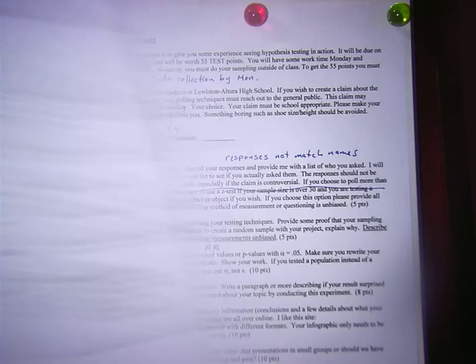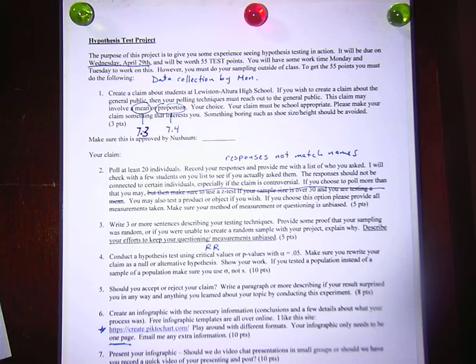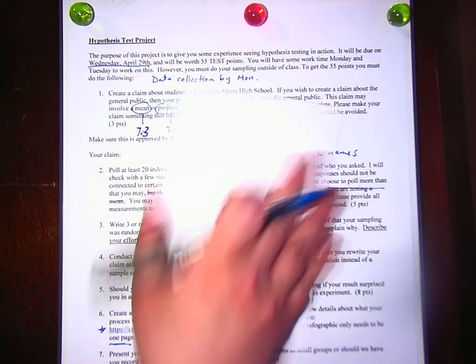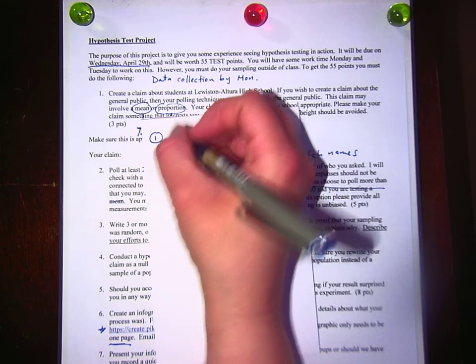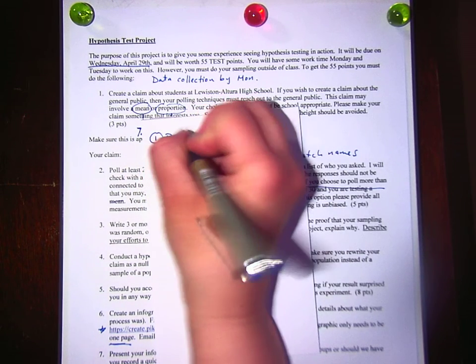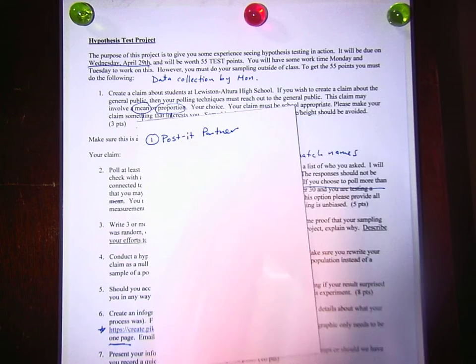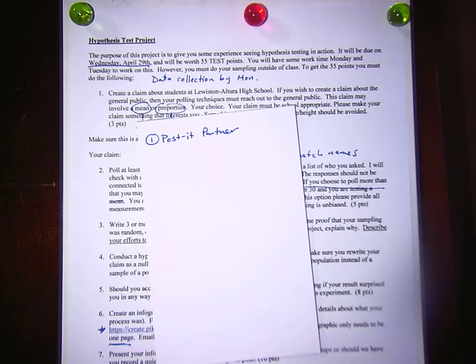Here's what you need to do today. You need to do 4 things. All right. Number 1, you need to do the Post-it partner. That is up today. So the Post-it partner is a goosebumps story. That means that I want you to tell me about a time that you got goosebumps because you were creeped out or weirded out or scared. So tell me about something creepy or unexplained that happened to you.